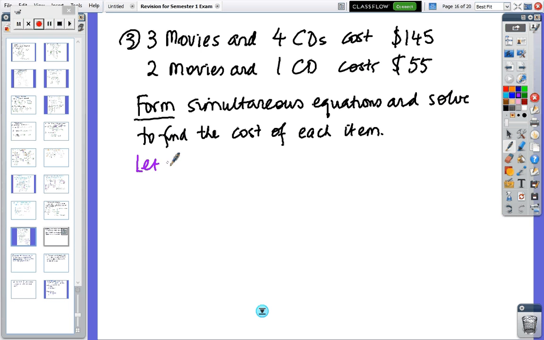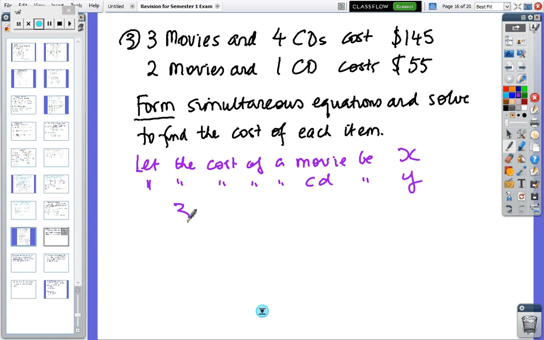Okay, so you must define: let the cost of a movie be something, so I'll just call it X. Let the cost of a CD be Y. So 3x plus 4y equals 145.